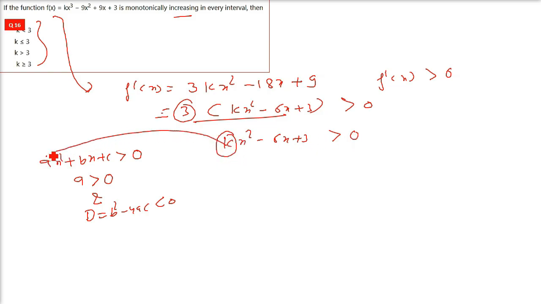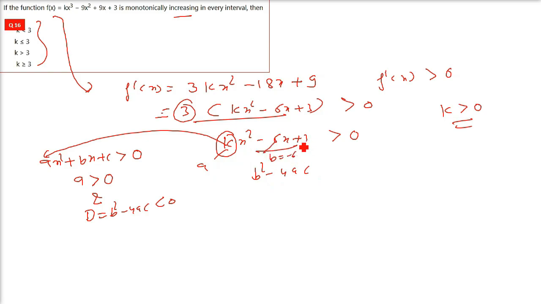Okay, what is a here? K. B is minus 6. C is 3. If you compare this quadratic equation with ax square plus bx plus c, you will get this. So we'll say that k should be greater than 0 because a is greater than 0, which is the first thing I told you. Second thing is b square minus 4ac should be less than 0.